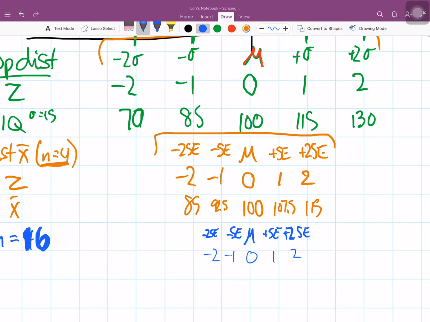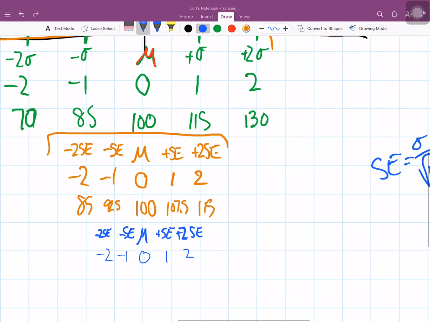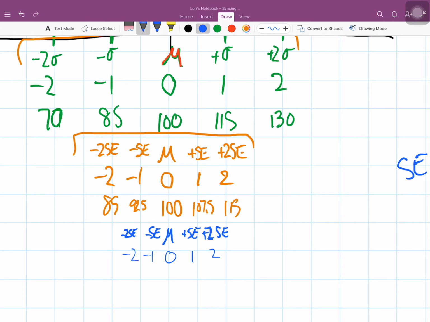And as it turns out, remember how we calculated our standard error is equal to 3.75, so plus 1 standard error. Here we have 100, plus 1 standard error is 103.75, and plus 2 standard errors is 107.5. And you could do the same thing minus standard errors. So minus 1 would be 96.25, and then 92.5 would be minus 2 standard errors.